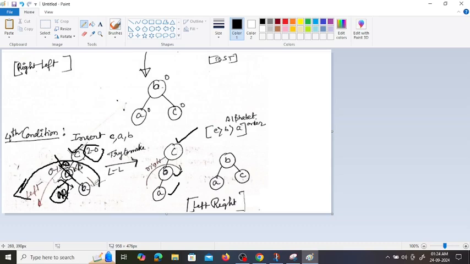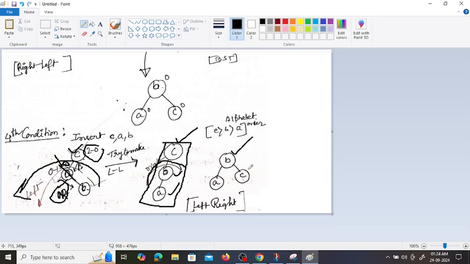What rotation will we do? First we do the left rotation, where B will come up and A will come down as the left child of B. So it will look like this. Now it is exactly the second condition. What you have to do is just a right rotation. By doing the right rotation, you bring B up.